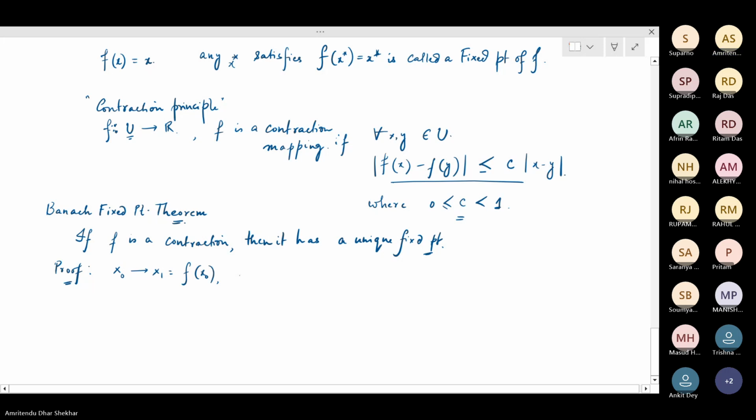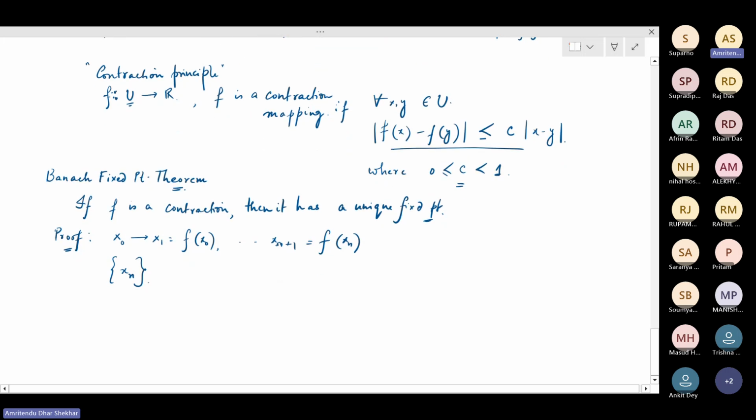In short, you compute xn plus 1 to be equal to f of xn. That is, starting off with any initial number x0, you have computed a sequence of numbers xn. And the claim is that the limit as n tends to infinity of xn exists. If we call this limit x star, then x star is a fixed point.